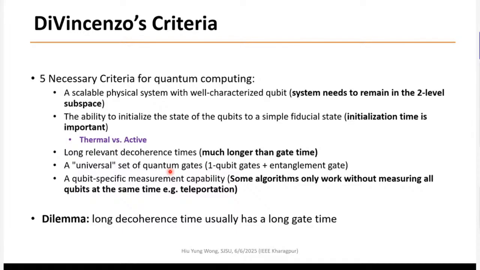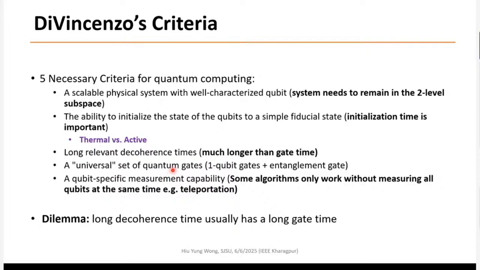Fourth point is that you need to have a universal set of quantum gates. You don't want to make quantum gates for every gate. This is just like CMOS. You can decompose any circuits into a NOT gate and an OR gate, right? Or just a NAND gate or just a NOR gate. They can form any logic.